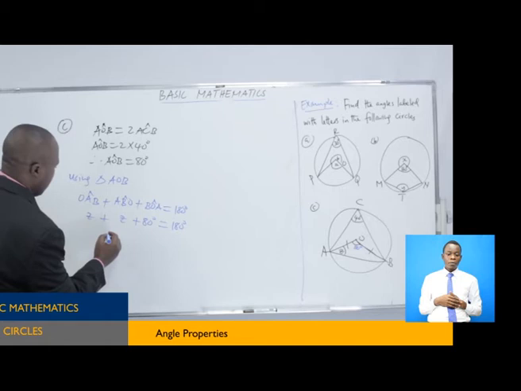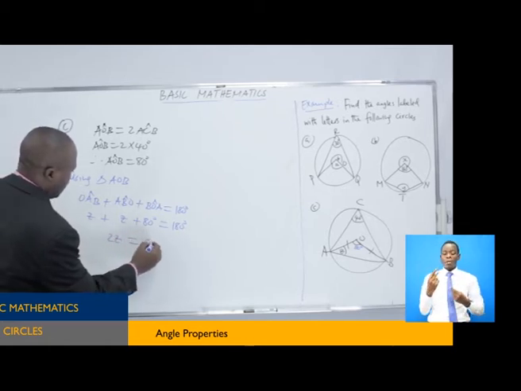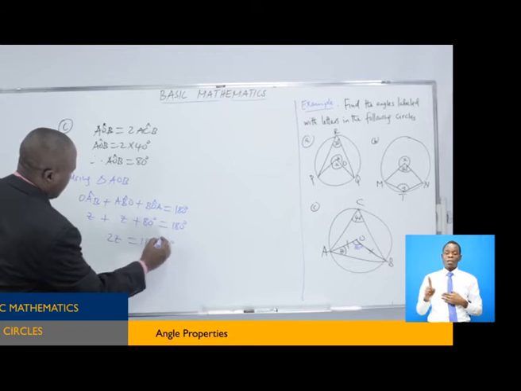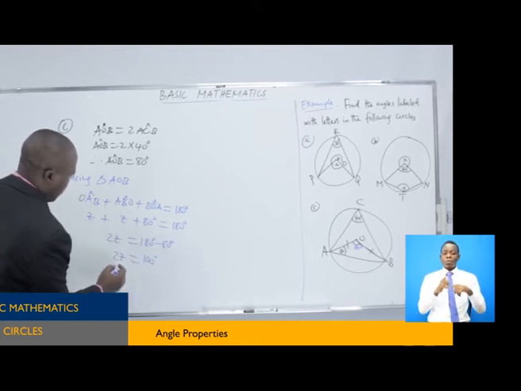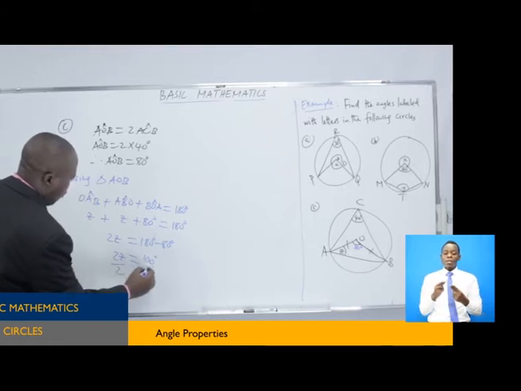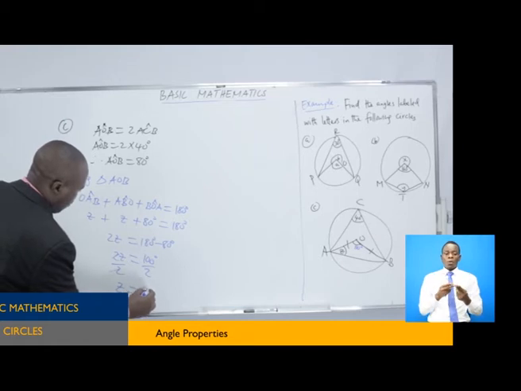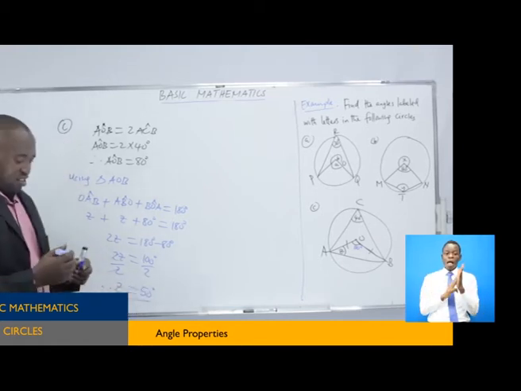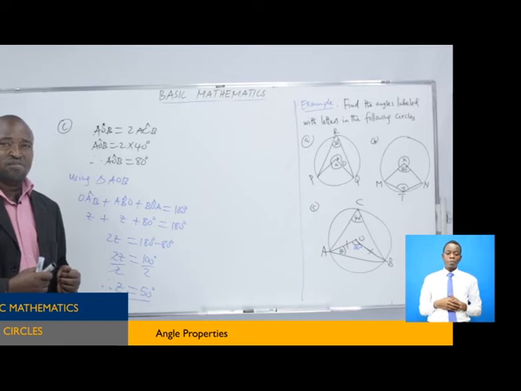So in this case, we have 2Z is equal to 180 degrees minus 80 degrees. So 2Z is equal to 100. So in this case, divide by 2 from both sides. Then we have Z is equal to 50 degrees. Now students, let us proceed with the second theorem.